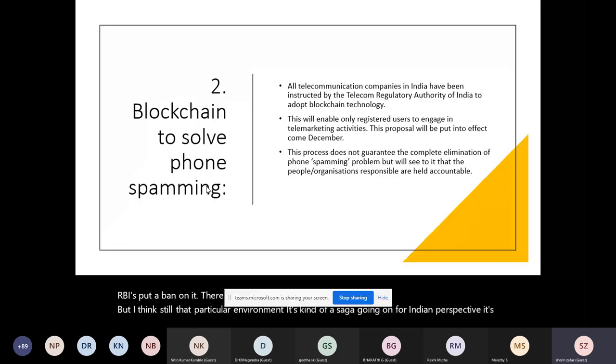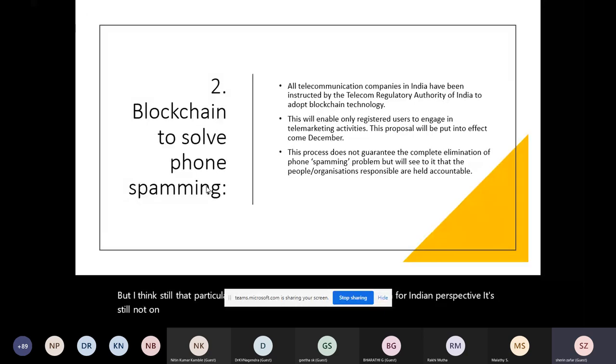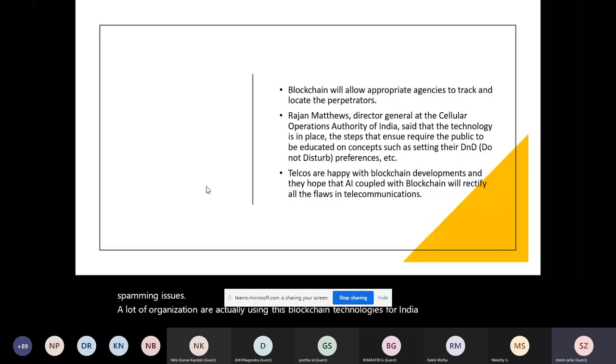Then obviously phone spamming. This is taken up by the Telecom Regulatory Authority of India. They are utilizing blockchain for complete elimination of those phone spamming issues. A lot of organizations are actually using these blockchain technologies in their telecommunication companies. And the important thing is that with the help of this blockchain development, coupled with AI, a lot of telecommunication flaws and spamming issues are being tracked, and the perpetrators are being located.